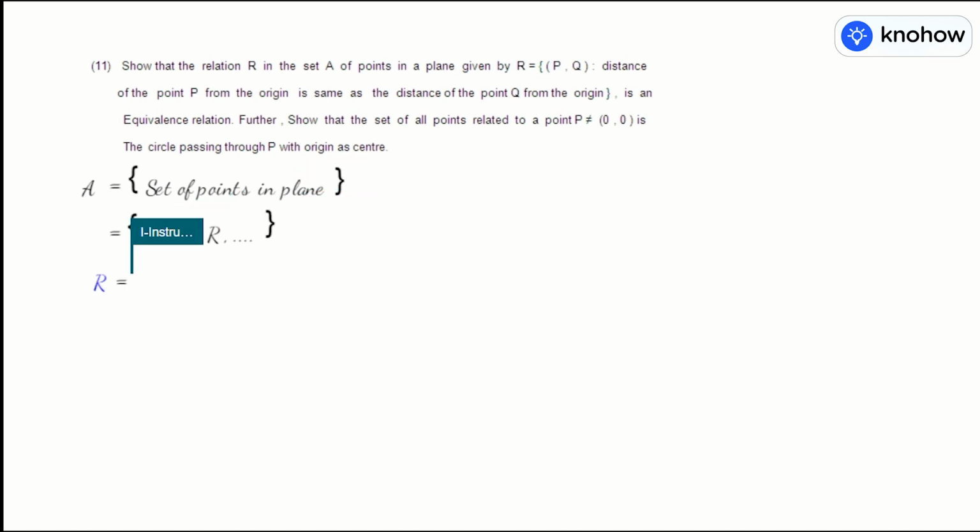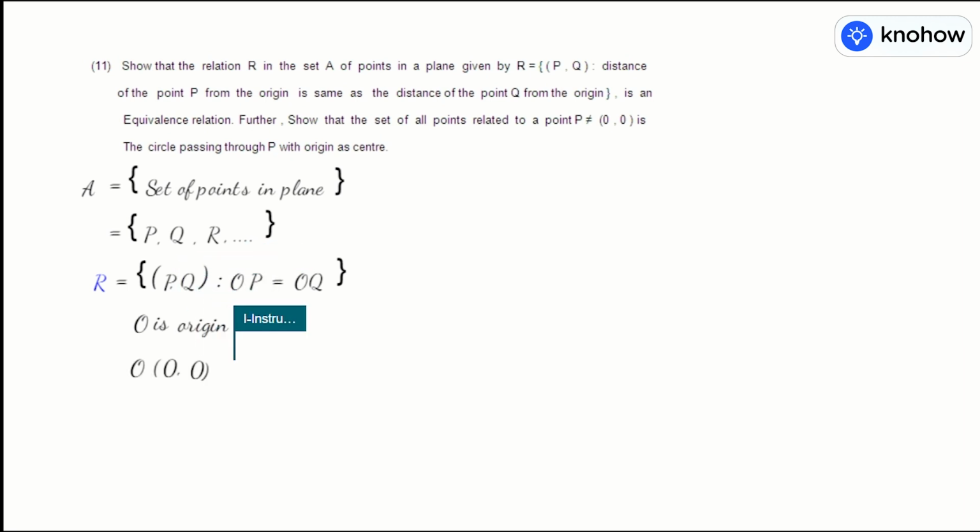And what is the relationship given? The relationship given is that two points P and Q are related, PQ, such that OP equals OQ. And what is O? Obviously, O is the origin. What are the coordinates of O? 0, 0. Now it is more or less a relation of the equal-to kind. We have been doing this many times.